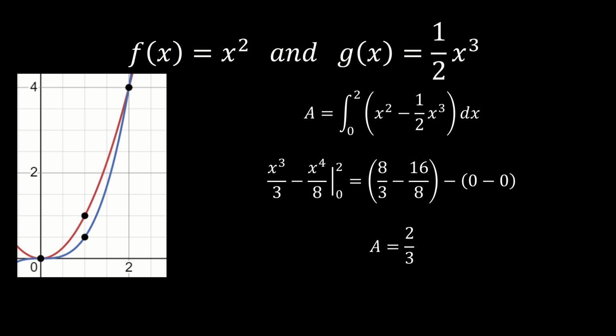Plugging in our values of 2 and 0, that'll be 8/3 minus 16/3, that quantity minus the quantity of 0 minus 0. And everything eventually simplifies to 2/3 for our area.